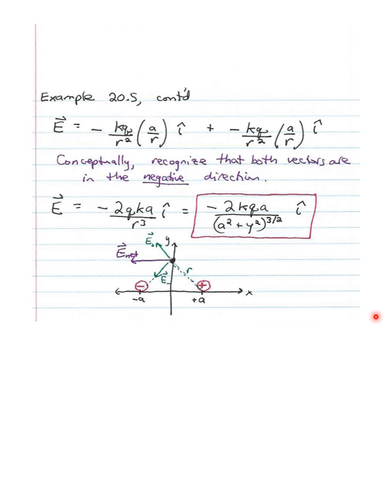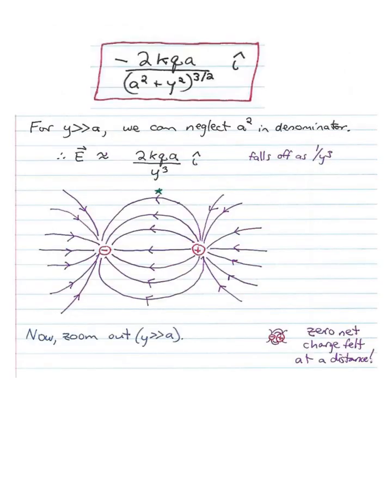Notice that it is negative i hat. It points to the left completely, meaning in the direction of the negative charge. There it is again: negative 2kqa over a squared plus y squared to the 3/2 power.